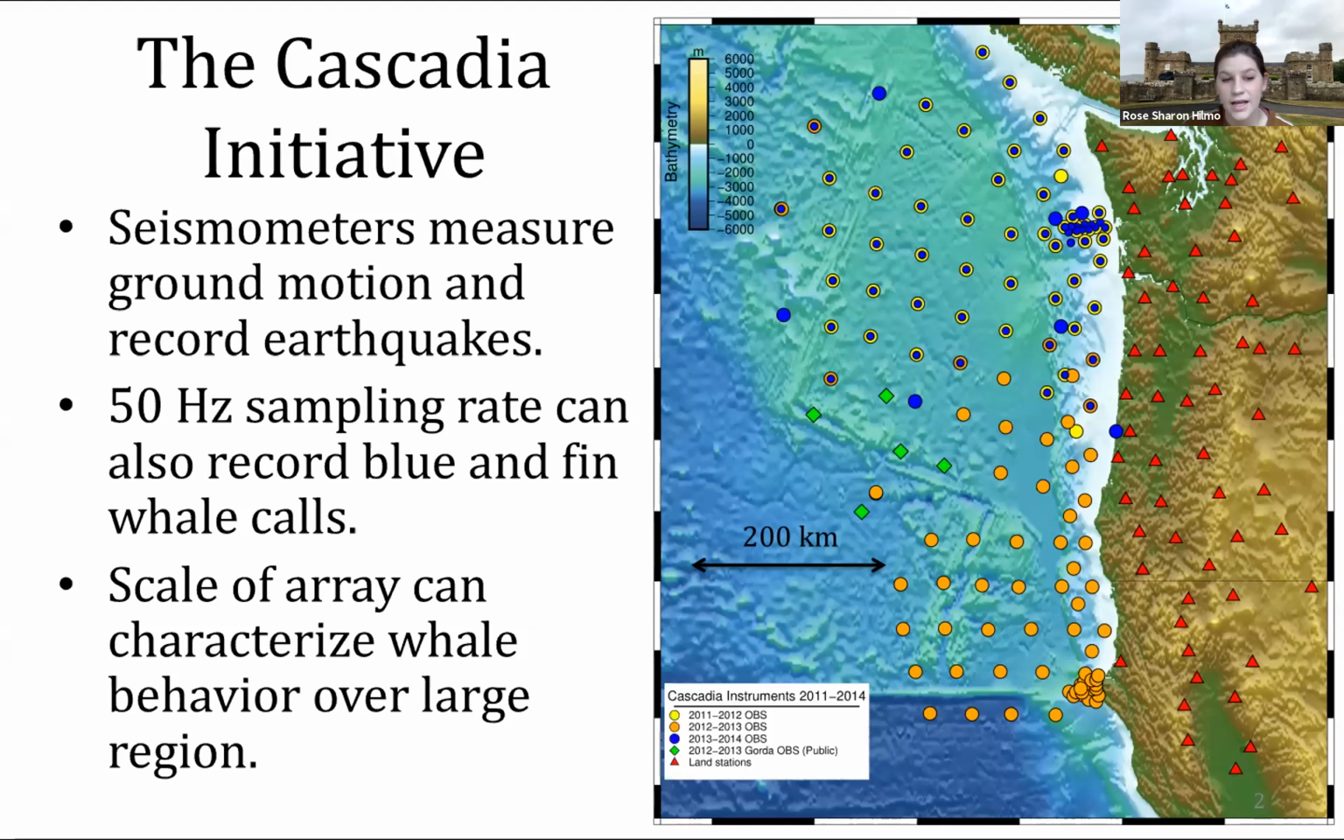Both fin and blue whale calls are powerful enough to interact with the seafloor and to show up on these ocean bottom seismometer signals. Because of that, we can use these signals to detect when whales are in the region and calling. And the scale of the array allows us to do that over a very large area, an area that's pretty critical for some marine mammal populations, that margin area.